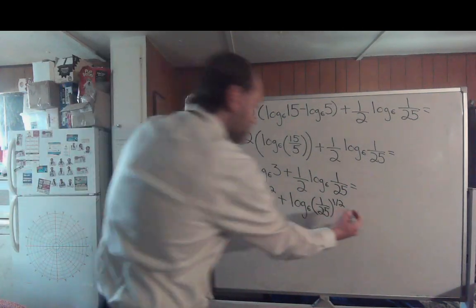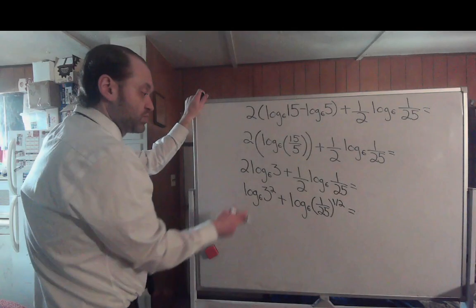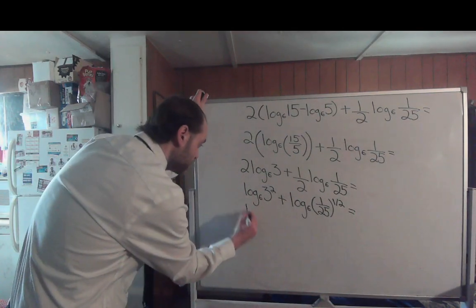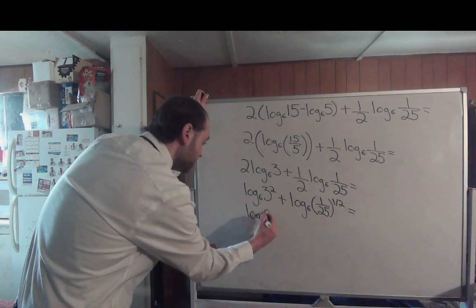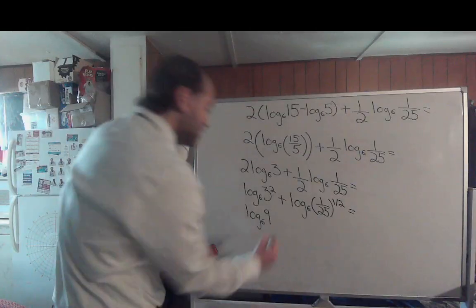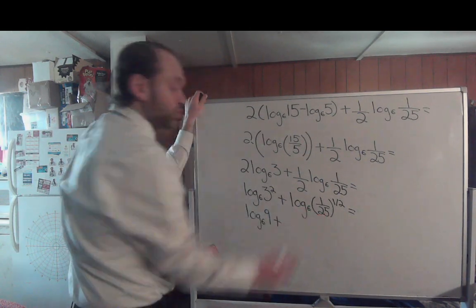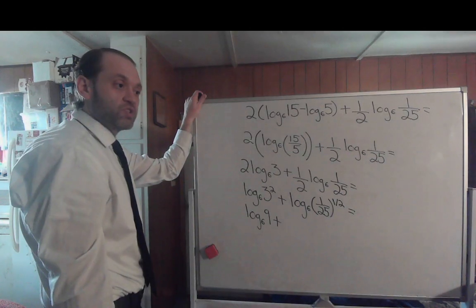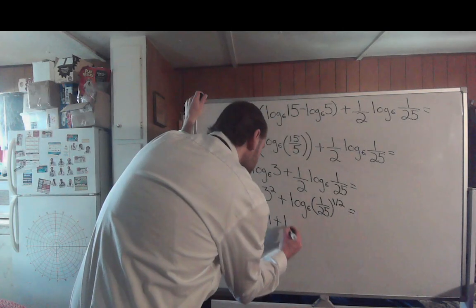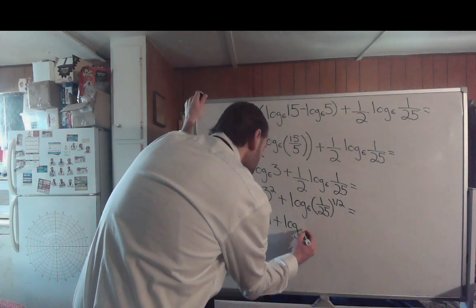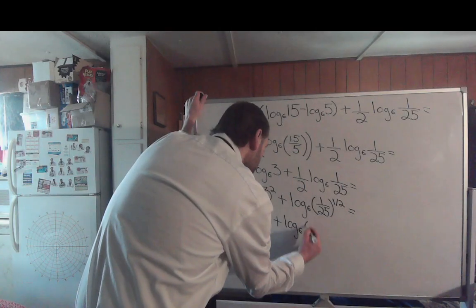Alright, so let's simplify these exponents. What is 3 to the second? Well, that's 9, so this would turn into log base 6 of 9. Plus, what is 1/25 to the 1/2? That's the same as the square root of 1/25, which would be 1/5. Plus log base 6 of 1/5.